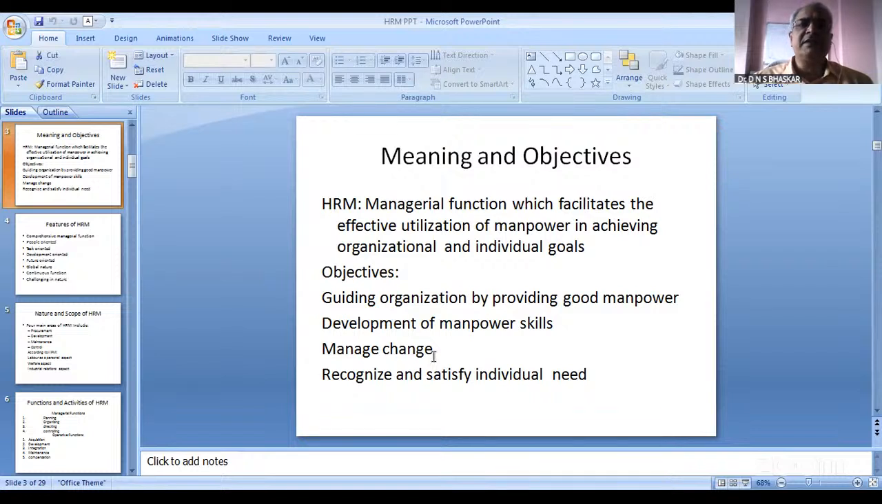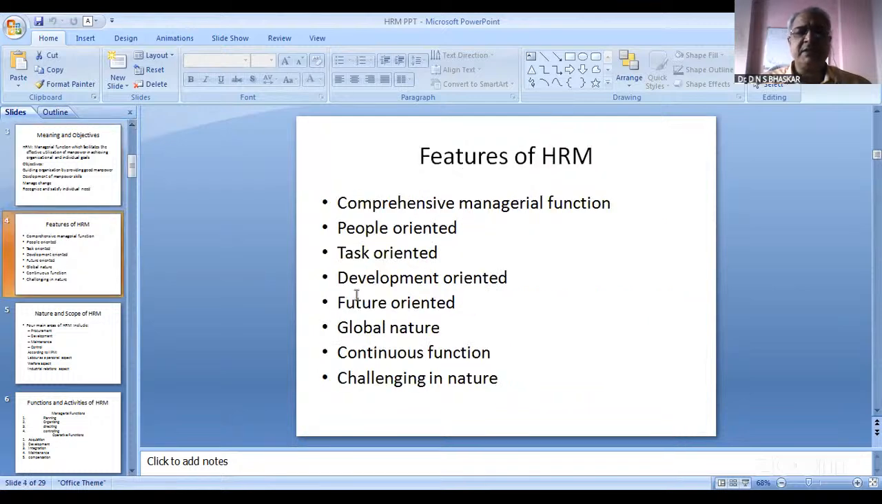How to synchronize these two important elements is very essential. Individual abilities, individual goals, and organizational goals can never be completely synchronized, but to a major extent, if they are synchronized, then the organization can achieve the benefits.